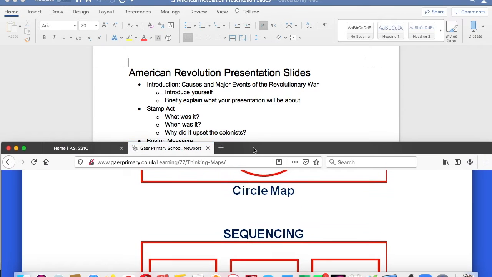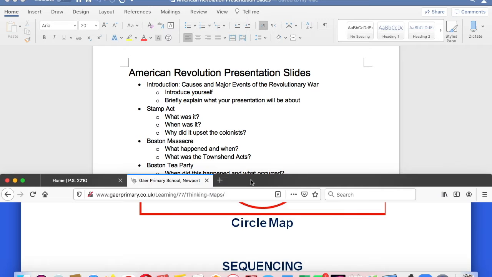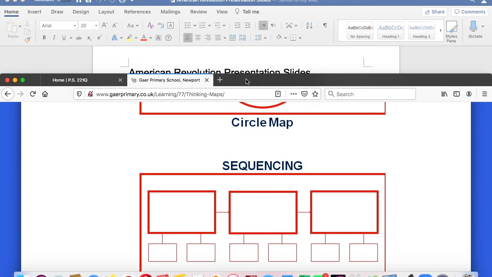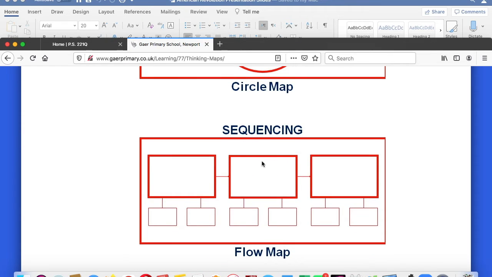Now let's look at the next one. The next one is the Boston Massacre. What happened and when? What was the Townshend Act? So I'm going to say Boston Massacre here, and I'll say, what was it? What happened? in this box. And then in the next box, I'm going to talk about the Townshend Act, because the Townshend Act is related to the Boston Massacre. Then I'm going to go to the next one.